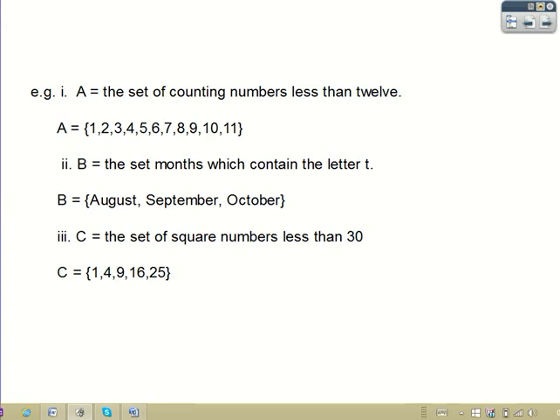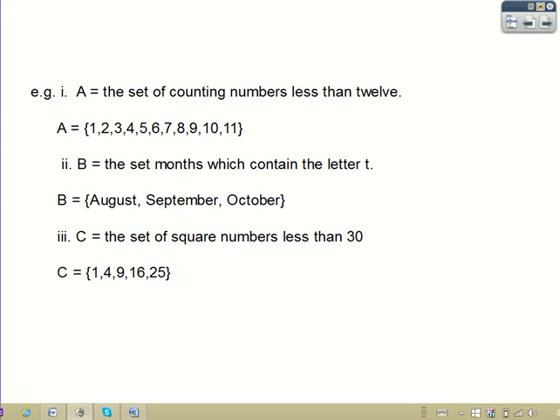So let's see how we did. Compare your work to what is on the board here. So set A, we were told, is the set of counting numbers less than 12. So set A equals 1, 2, 3, 4, 5, 6, 7, 8, 9, 10, and 11. Because those are the counting numbers which are less than 12.